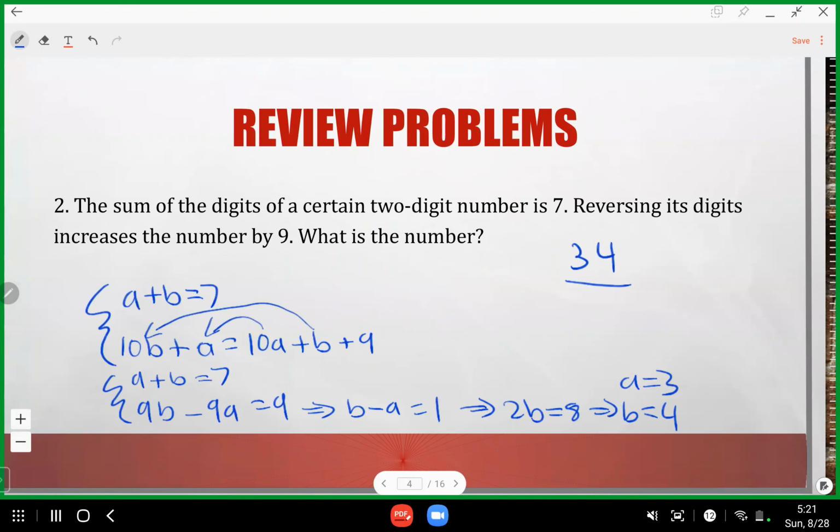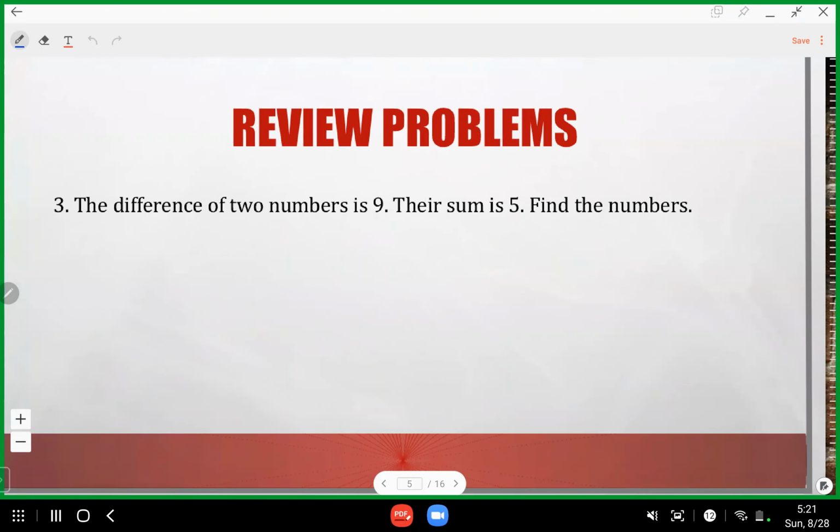All right, very good. So let's look at problem 3, right? The difference of two numbers is 9. Their sum is 5. Find the numbers. This is a pretty easy one.